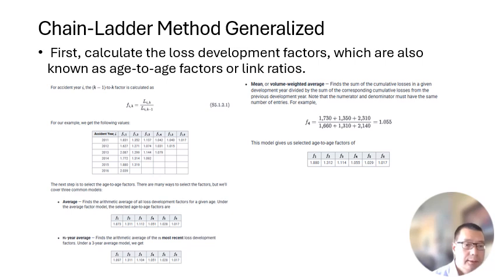Then the next step is to select the age-to-age factors. There are many ways to select factors, but we will cover 3 common methods. Averaging. The averaging method is what we just did. We average all the factors that we have. Alternatively, we could do an n-year average: find the arithmetic average of the n most recent loss development factors. Under a 3-year average model, we get this.